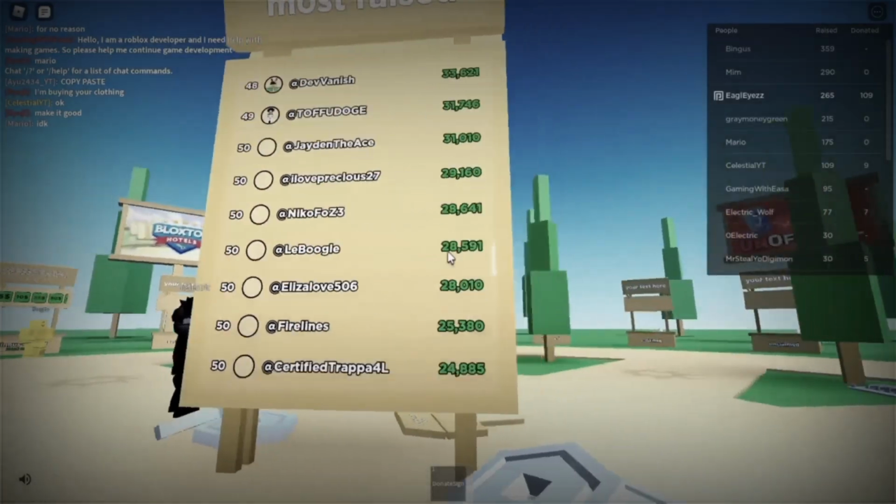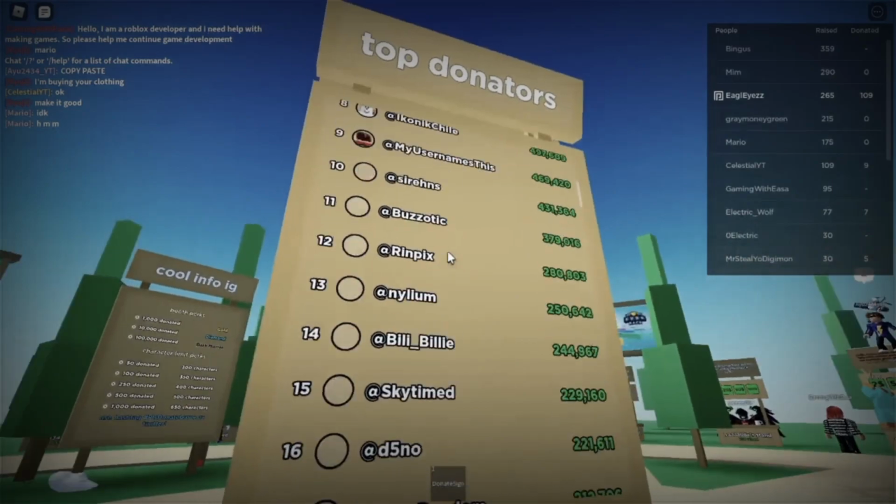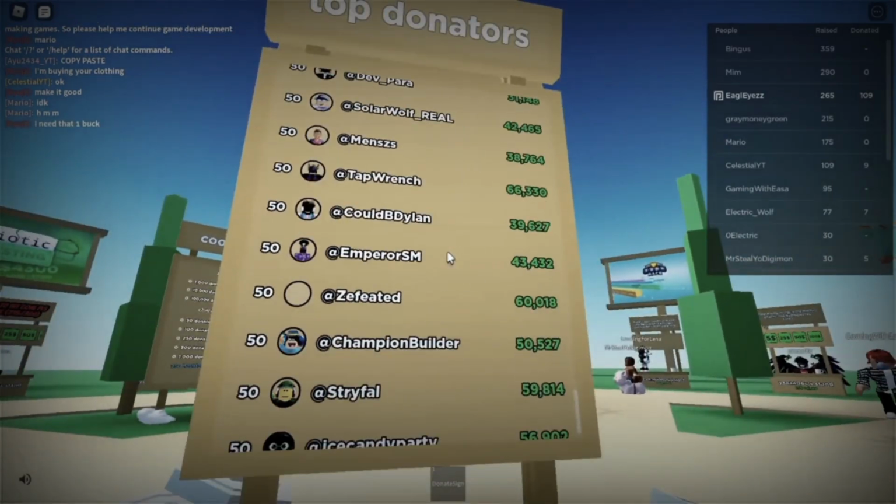This one right here is like the most amount of Robux people donated. And then over here are the top donators. Unfortunately, 10,000 will not put me on this board.